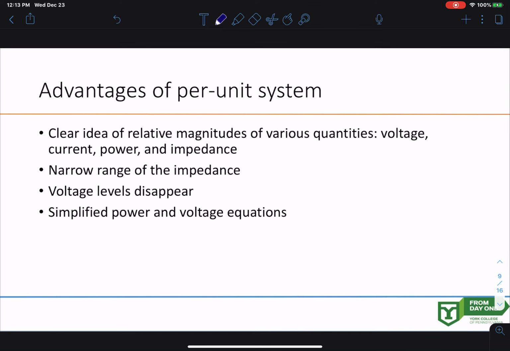So what is the advantage of per unit? Again, there is no relative magnitude; voltage, current, power and impedance all go to a standardized comparison. I don't have to know whether that particular bus or point has 100 kV voltage or not. If I know that voltage is 1.01, that means that particular point has a 1% higher voltage than it should. The impedance range gets narrower, the voltage levels all disappear, and power and voltage equations are simplified. Everything is simplified to the particular base.